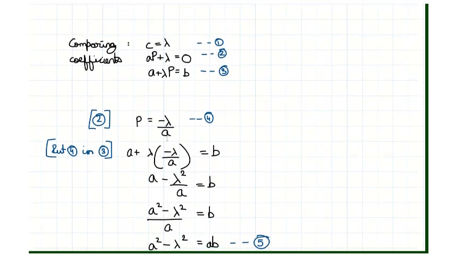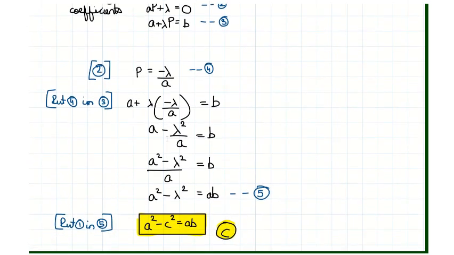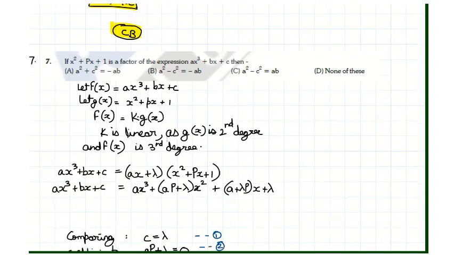get a plus lambda times minus lambda by a equal to b, a minus lambda square by a equal to b, a square minus lambda square by a is b, or we get a square minus lambda square is ab. Since lambda equal to c, we get a square minus c square is ab. That is option C.